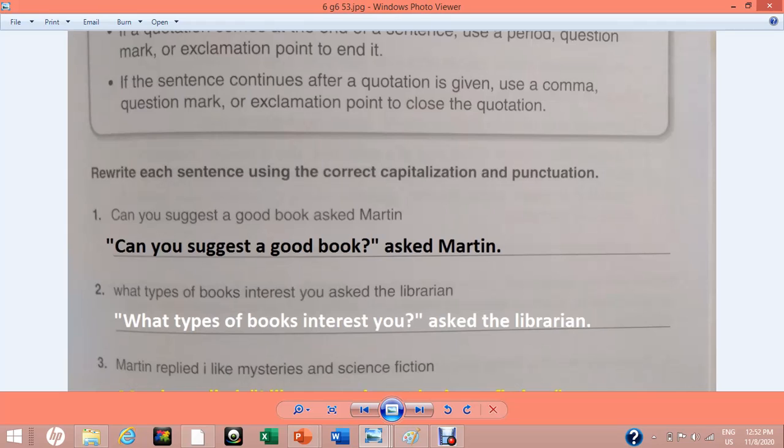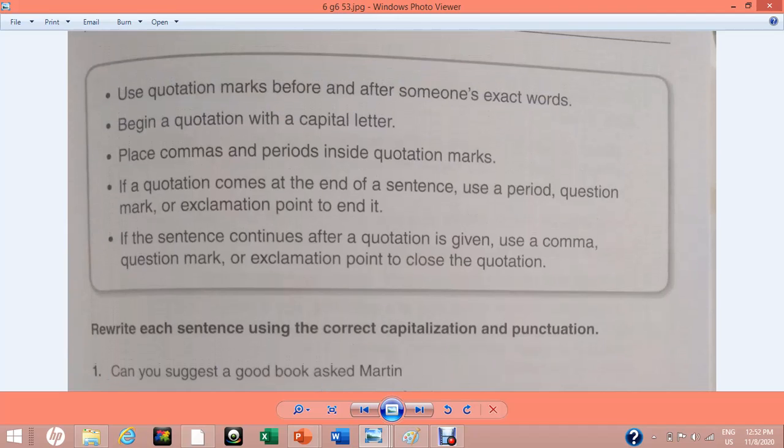Asked the librarian. Now you will have observed that I have used quotation marks to signify the exact words spoken by the librarian. Okay, so we have to keep these basic rules while we are applying the rules of punctuation. You will use quotation marks before and after someone's exact words. Begin a quotation with a capital letter. Place commas and periods inside quotation marks. If a quotation comes at the end of a sentence, use a period, question mark, or exclamation point to end it.